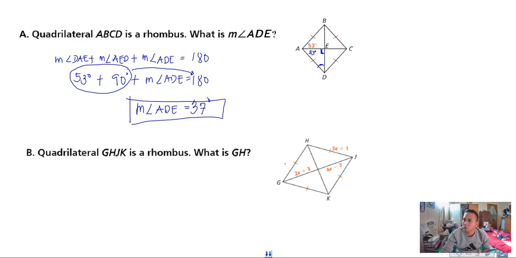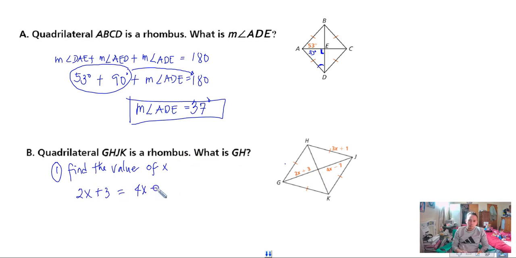Letter B gives us quadrilateral GHJK, a rhombus. What is the measurement of GH? So we are looking at this measurement here, if all of these are congruent. Step one, we have to find the value of x. We have to use 2x plus 3 is equal to 4x minus 7.